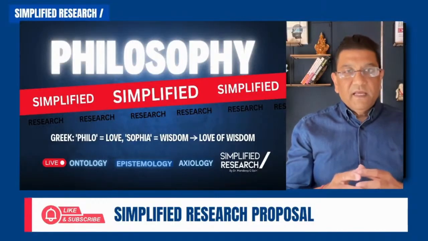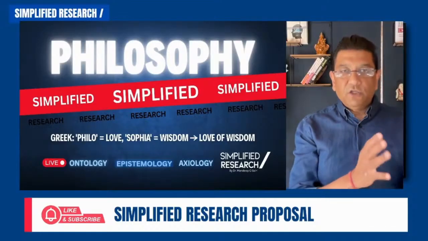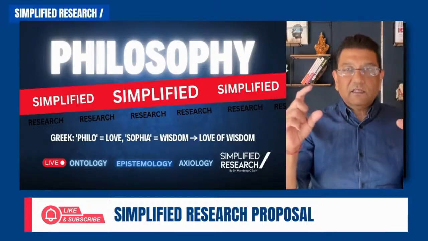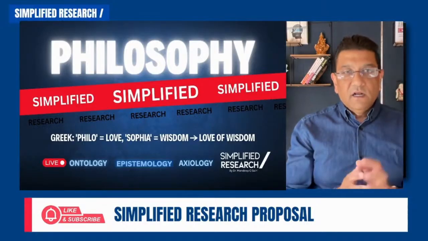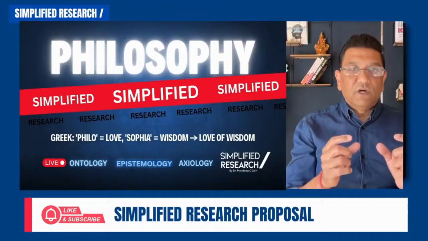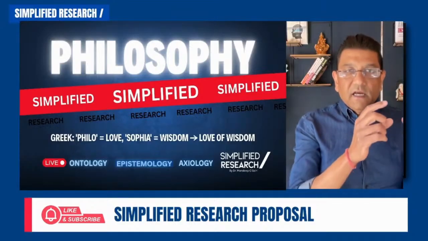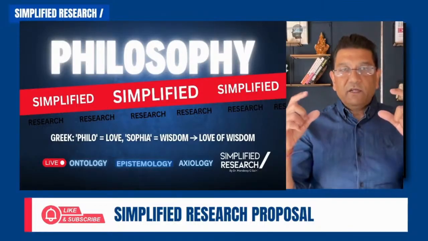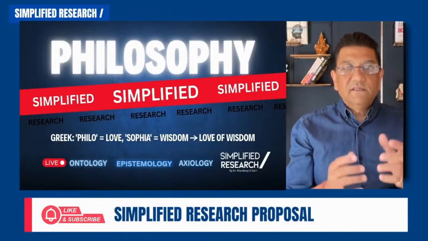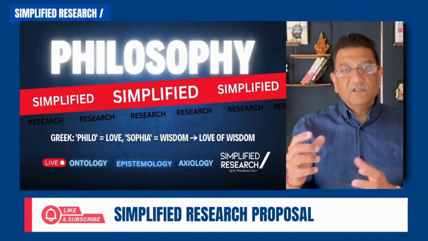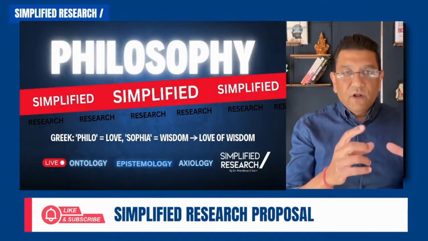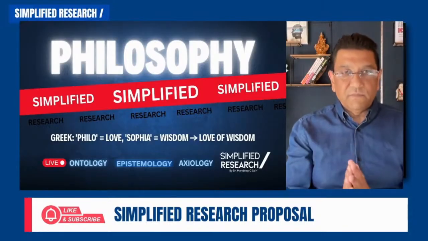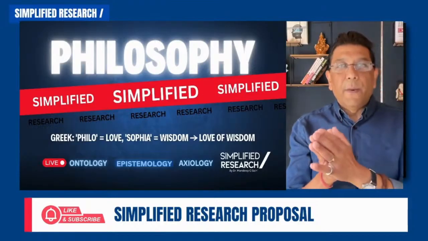Research philosophy has three branches. Those are ontology, epistemology, and axiology. But what is philosophy? Philosophy is a Greek word, which is philo and sophia. Philo means love. Sophia means wisdom. Philosophia means love of wisdom, love of knowledge.